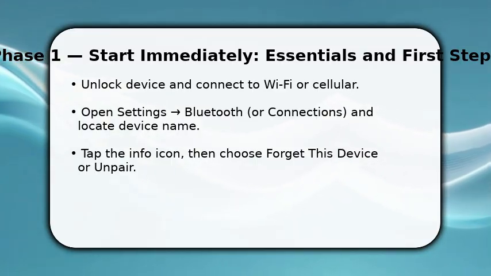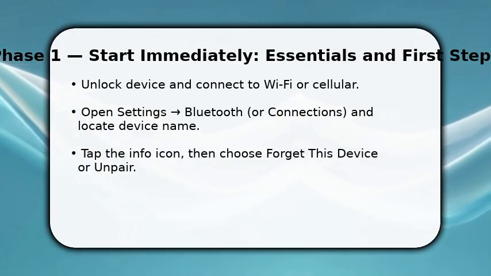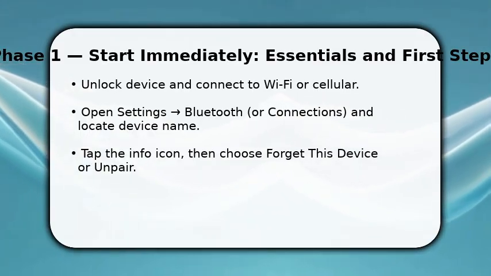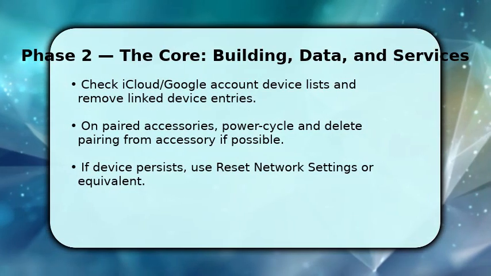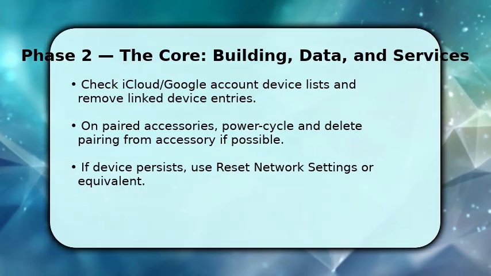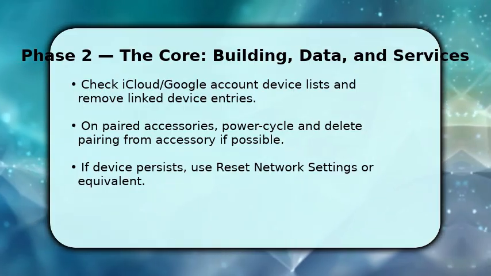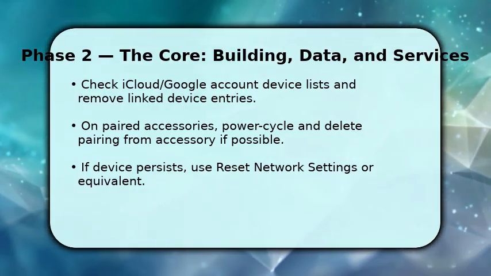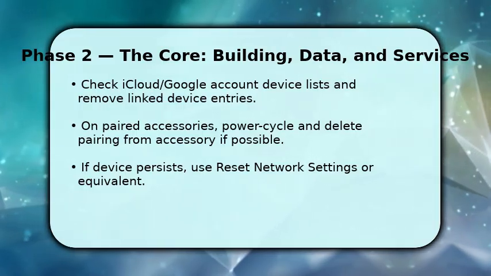Once done, make sure Bluetooth is still enabled briefly, because some systems require a live radio to complete the removal process before moving on. After unpairing locally, verify the device isn't tied to your cloud account. Open iCloud or Google account settings and remove the device there, because Cloud Sync can repush entries. Power cycle the accessory, and if it has a companion app, delete pairing inside that app as well.